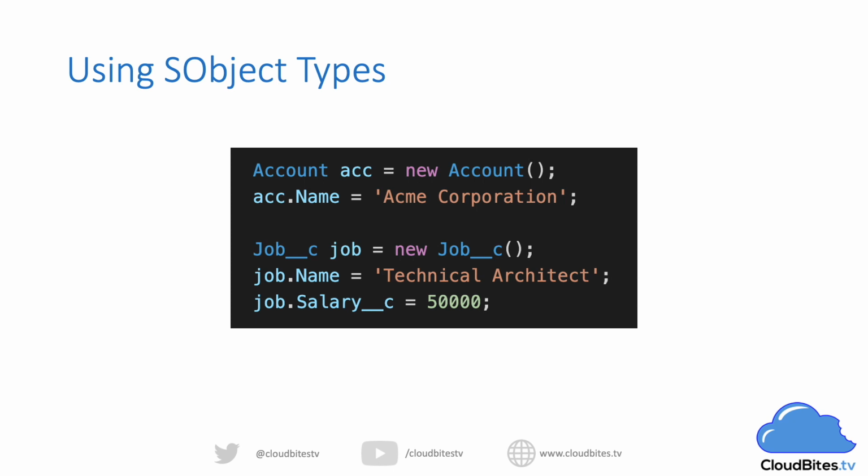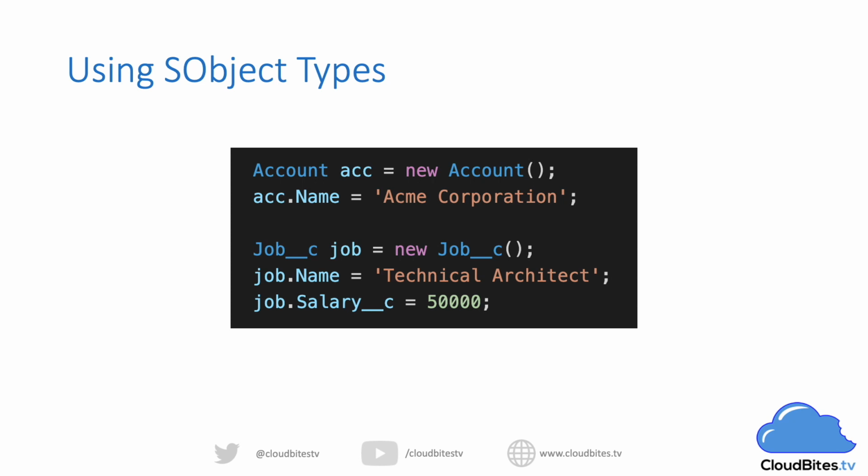If we look at our job data type now, we can see that we've got job__c as the data type. We've got job as the name of the variable, and then we're doing the same thing. It's new job__c. So notice that we're always using that API name, account or job__c. And remember that custom objects have __c, as do custom fields, as we'll see in a second. Standard objects and standard fields don't. So that's why it's .name.